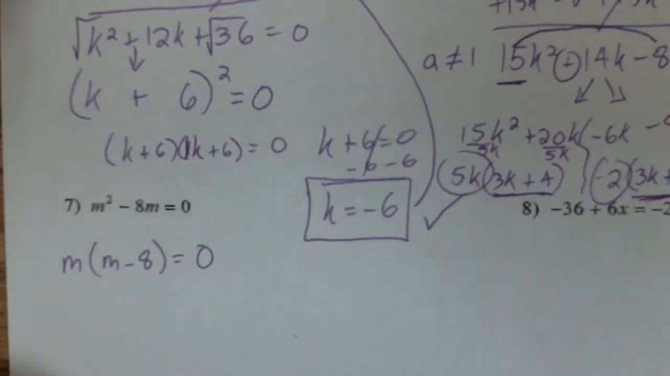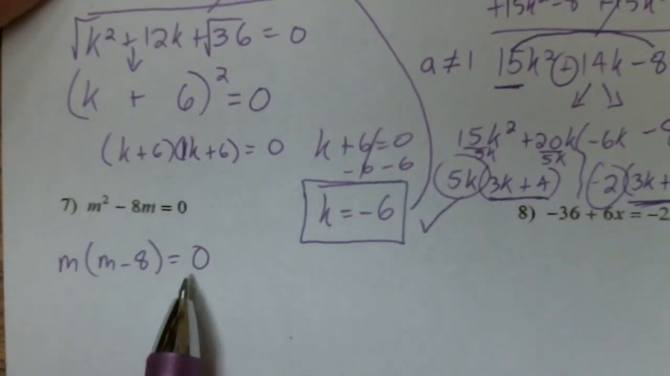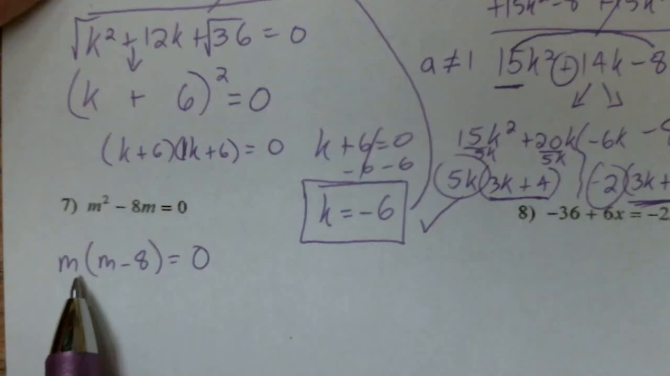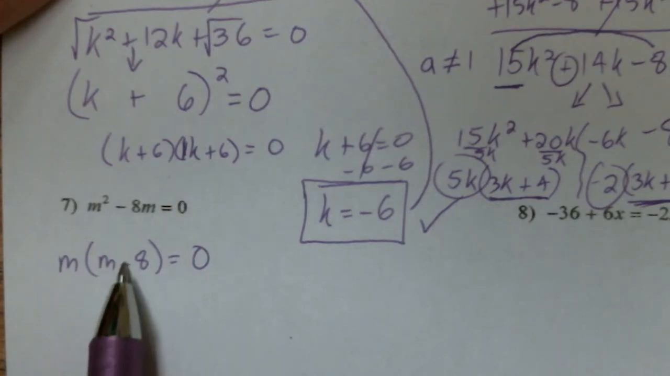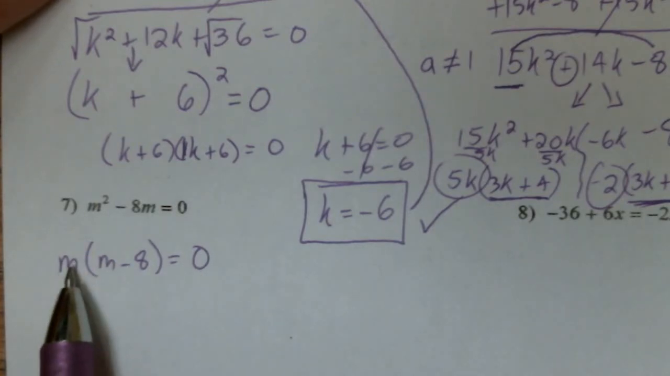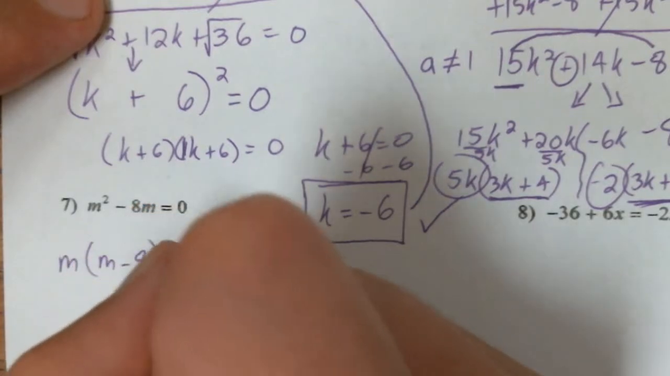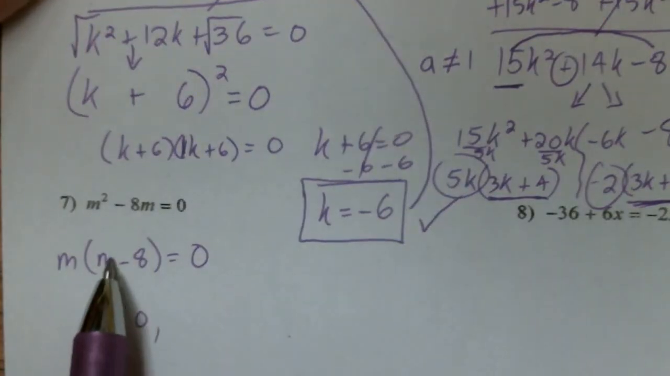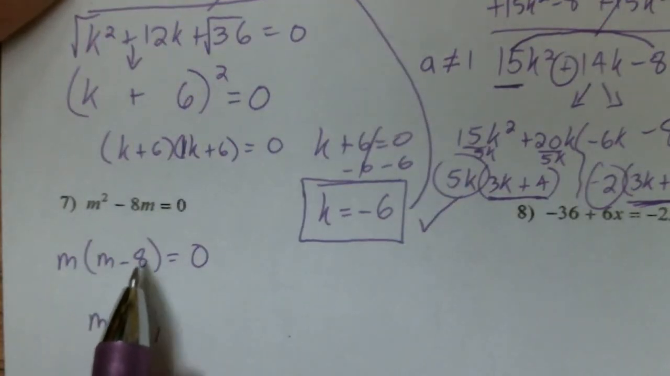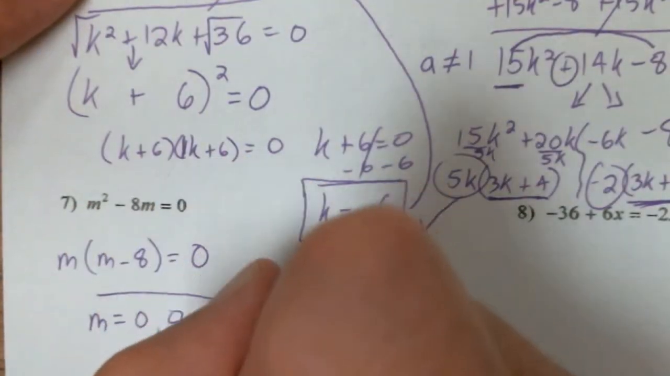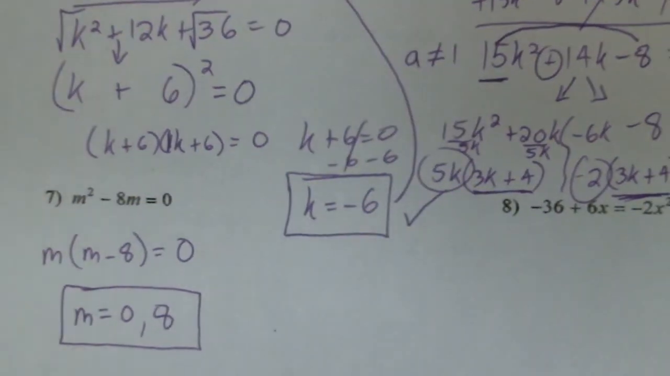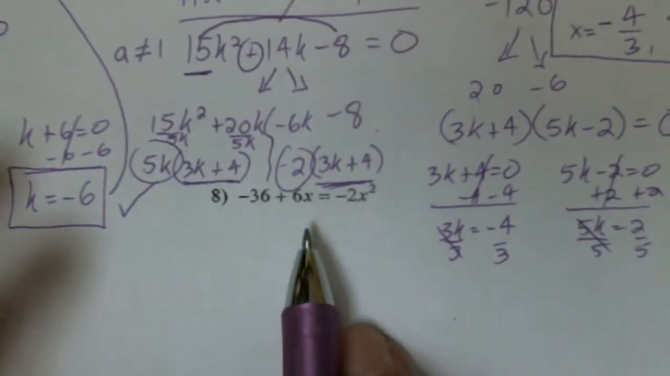Okay, now our zero product property from geometry says if 2 things multiply to give you 0, one of those bad boys has to be 0. So it's either that guy or that guy. So I'm going to set each one equal to 0. If I set m equal to 0, I literally get 0. And then here, since that coefficient is 1, I can just flip the sign, 0 and 8. That's easy, GCF.